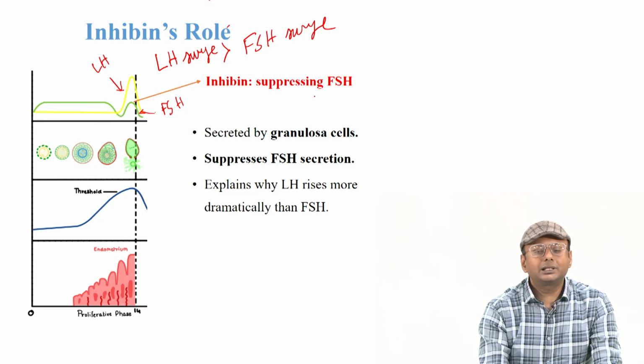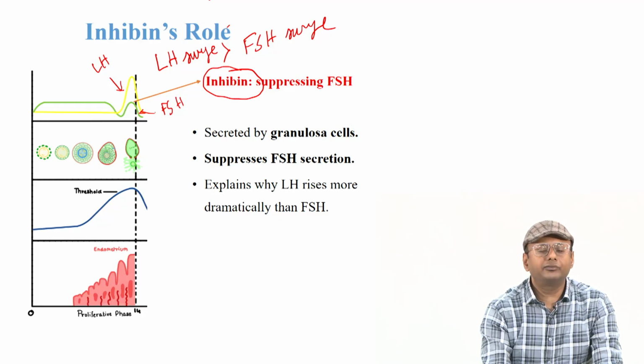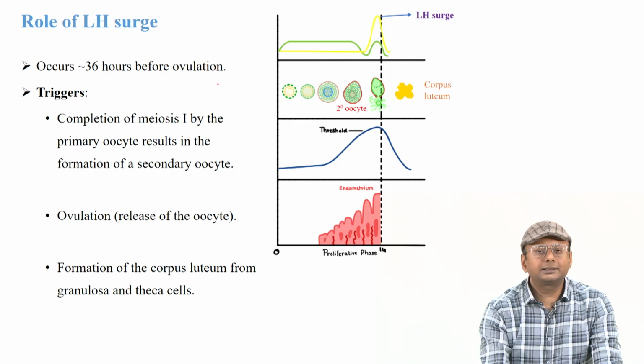Because from the granulosa cells there is another hormone, another molecule, which is called inhibin. These inhibin molecules are secreted from the granulosa cells, and inhibin negatively affects and restricts too much of an FSH surge. It suppresses excess FSH secretion, and this explains why the surge of FSH is not as high as the surge of LH.